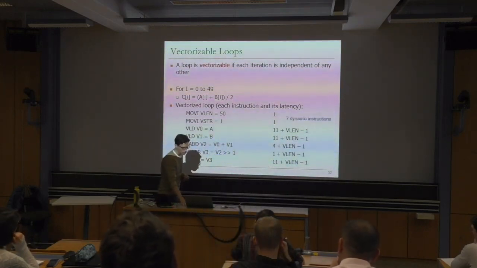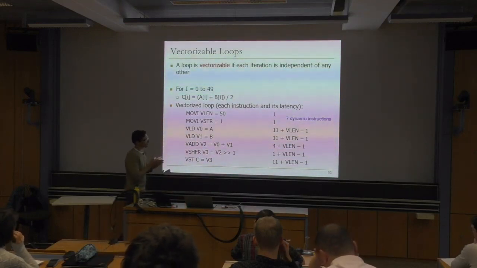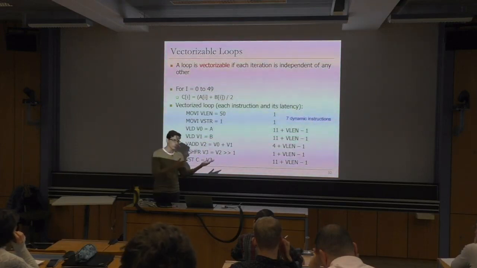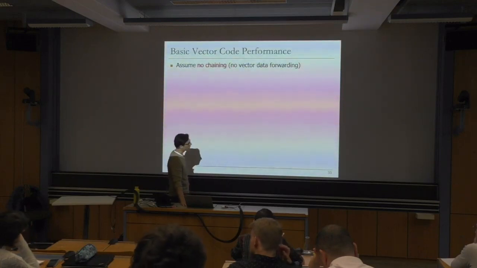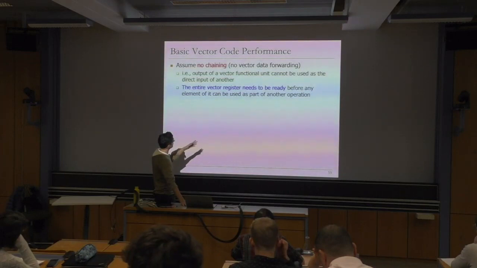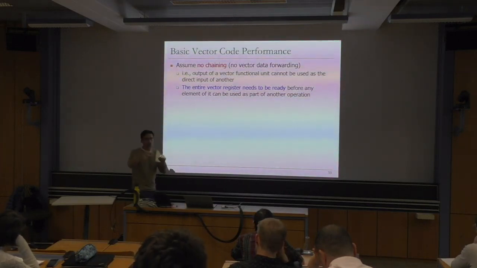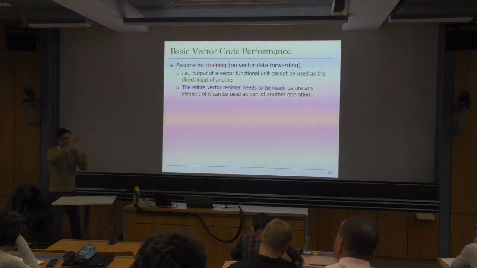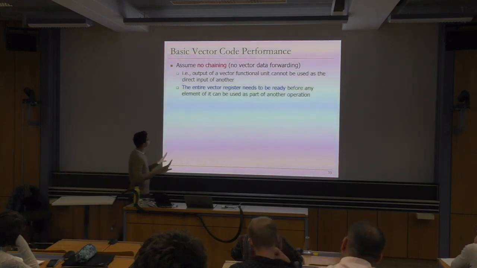Make sense? So here, a drastic reduction of the number of dynamic instructions: it is only 7. Recall what I was saying, we don't need to fetch so many instructions from memory. And for now, we are going to assume no chaining. We will see what chaining is. Chaining means that we can forward data from one vector processing element to another vector processing element. For now, we ignore this possibility.